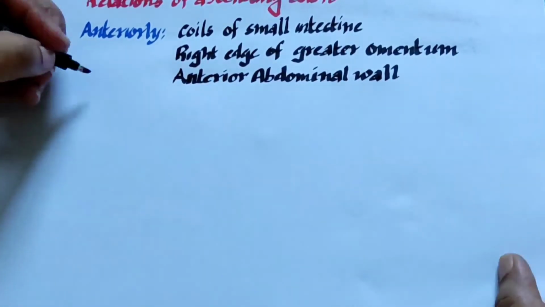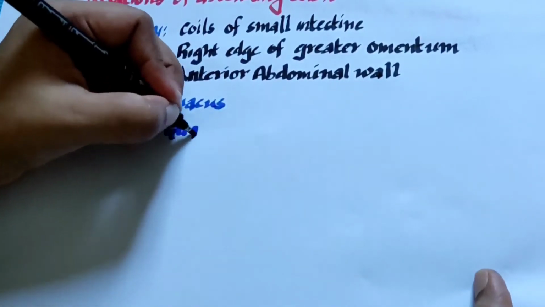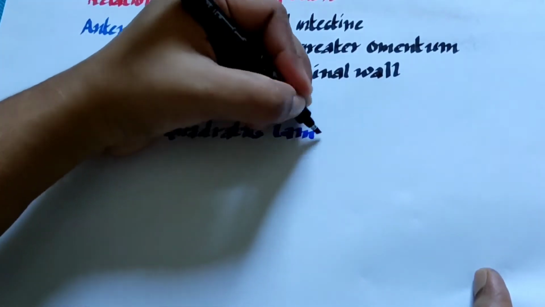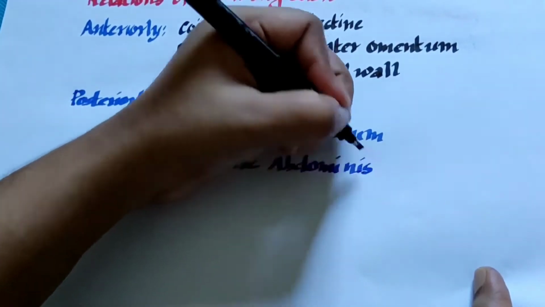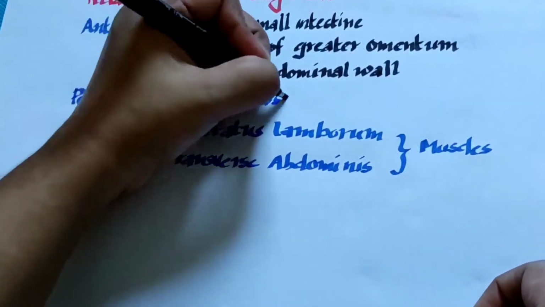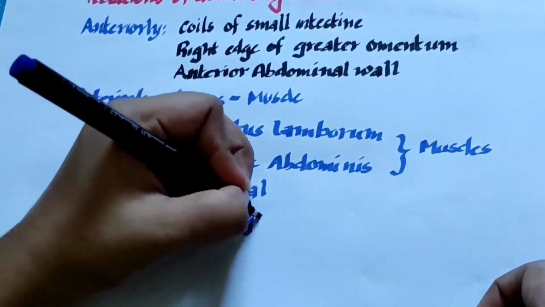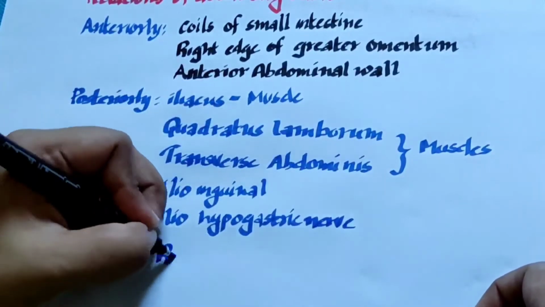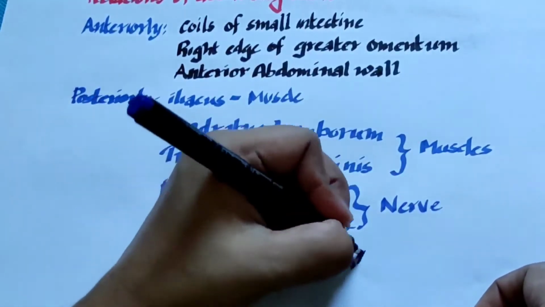Posteriorly, it is related to 3 muscles, 2 nerves, and also 1 organ. Posteriorly it is related to iliacus, quadratus lumborum, and also transversus abdominis. So these are the 3 muscles. Next are the nerves, that is the ilioinguinal nerve and also the iliohypogastric nerve. Next is the organ, that is the right kidney.